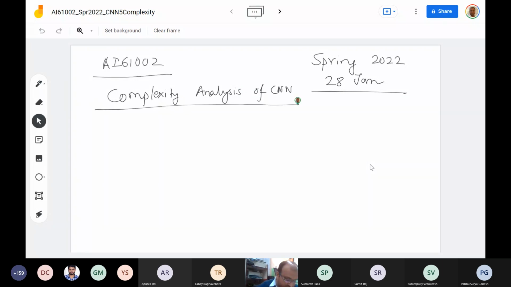So today we are going to start with this topic, essentially continuing from what we were doing yesterday in terms of doing a complexity analysis of these CNNs. Now, all of you or most of you have done something on complexity analysis in programming and data structures or some other advanced courses as well.